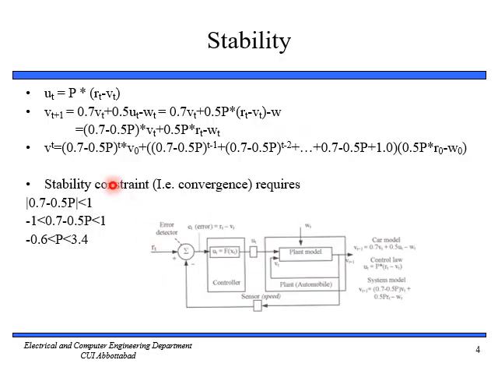So in this slide we are going to talk about the stability, because we are dealing with the closed loop system, so we can define the stability constraint for this control. As you know, u of t is equal to p into e of t, where e of t is equal to r of t minus v of t. So if I substitute this u of t in the plant model, I will get v of t plus 1 is equal to 0.7 v of t plus 0.5 u of t minus w of t. After simplification, I will get this equation.